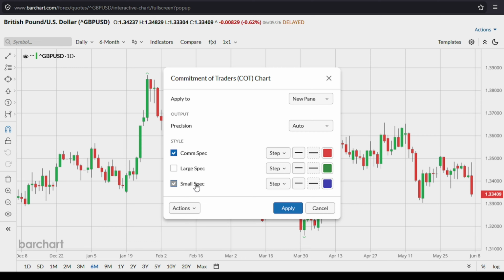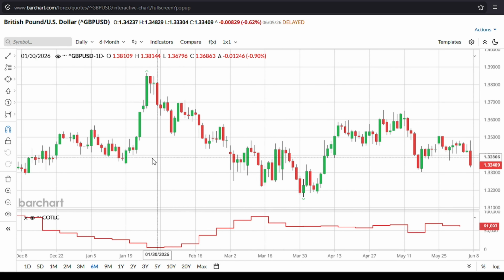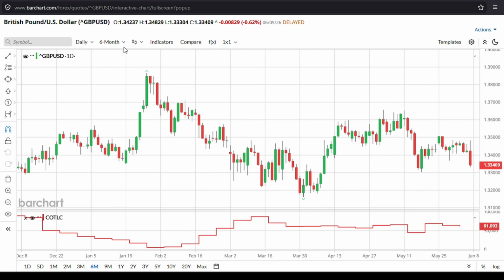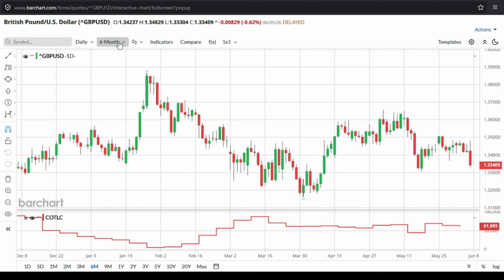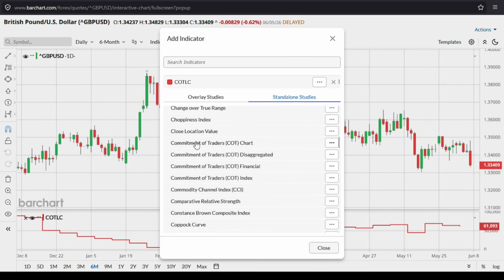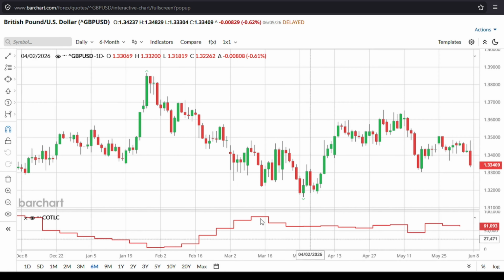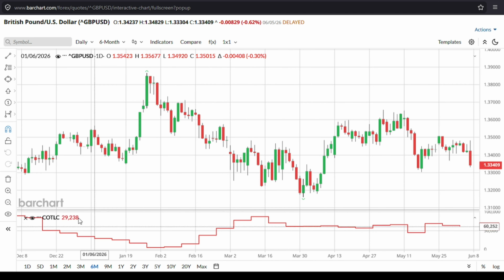So we unselect the others, then we click on apply. Now, here is a trick that we use. We are going to use the ICT hedging method to find our daily bias for British pound US dollar. Let's go over it again. We choose a daily time frame. I'm going to use 6 months worth of data, and we get our COT chart from the indicators tab. Here is written commitment of traders chart. So this is the chart, and this graph, as you can see, is a plot of the commercial spec of the commitment of traders chart.